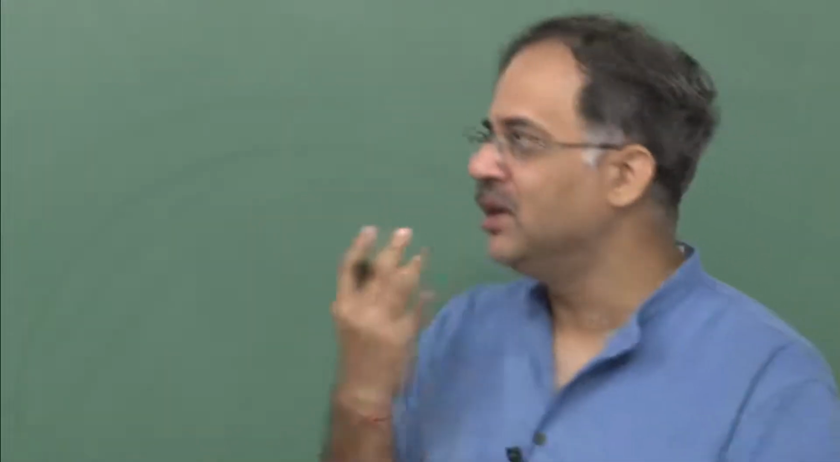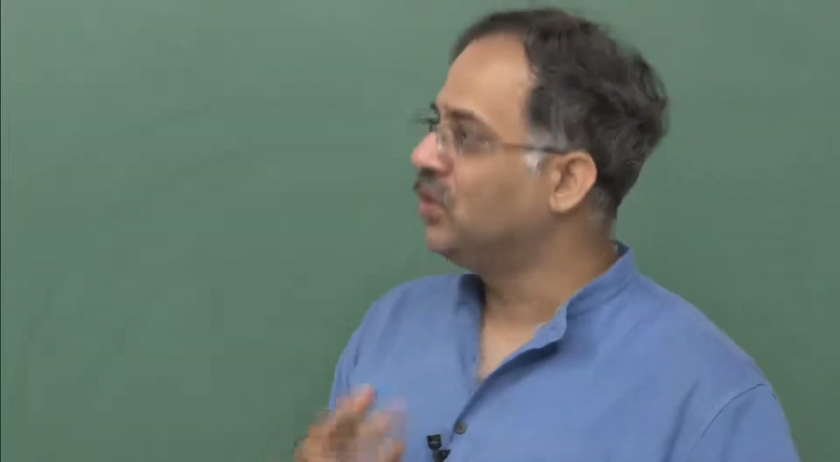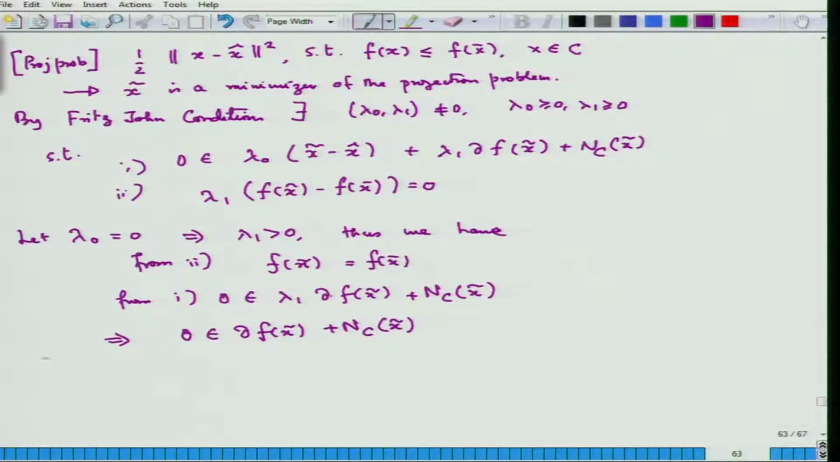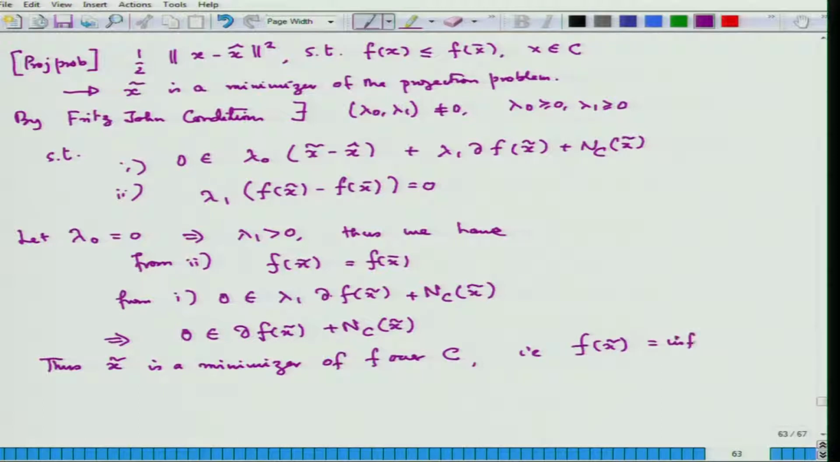So, you see how beautifully and interestingly we have brought in what we have learned about convex minimization in the study of convex maximization. So, thus x bar is a minimizer of f over C, that is f x bar is the infimum of f x.